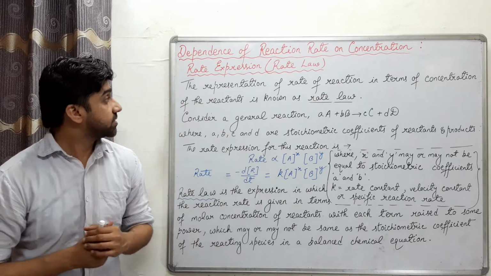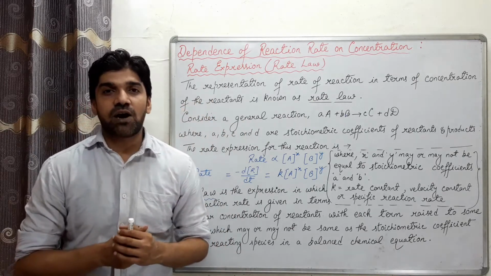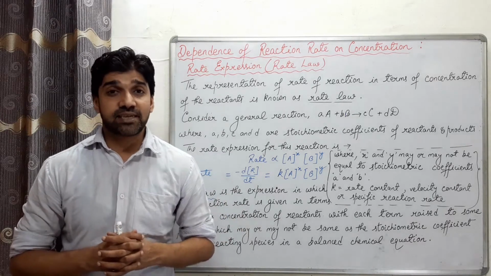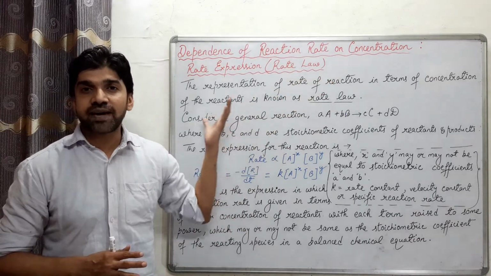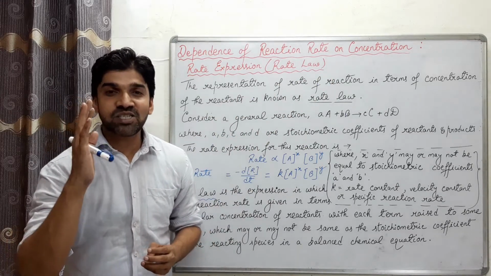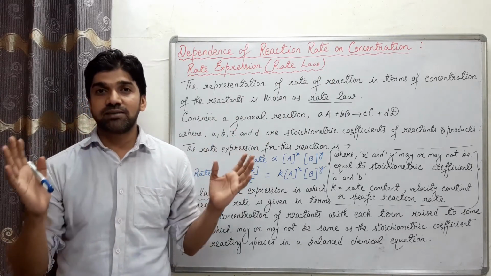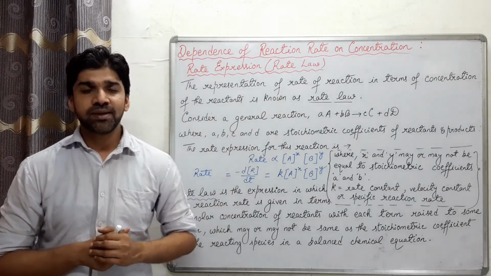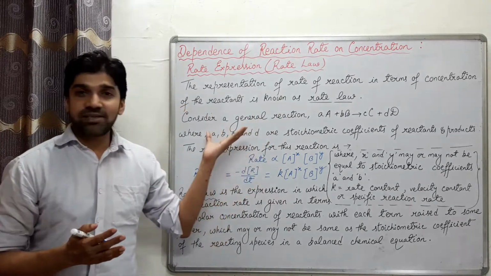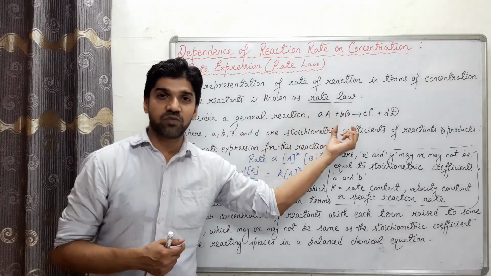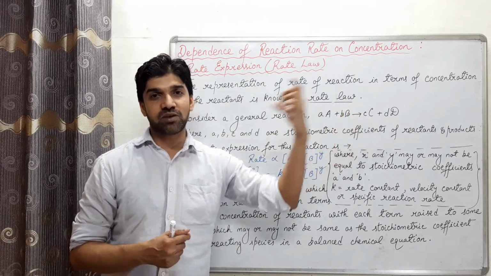Let's define it. So the representation of rate of reaction, कैसे करेंगे? In terms of concentration of reactants, not products, is called rate law. Simple सा law ही. So consider a general reaction where a moles of A combine with b moles of B to form c moles of C and d moles of D.